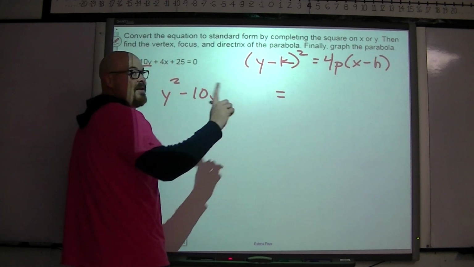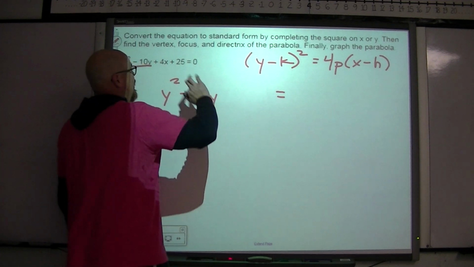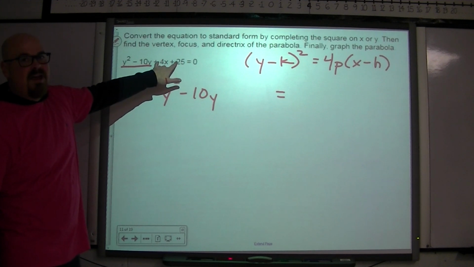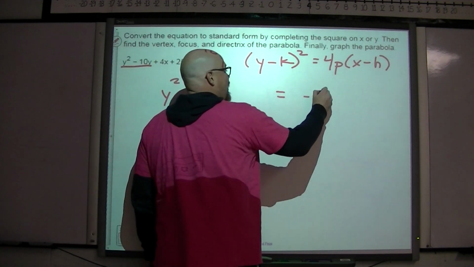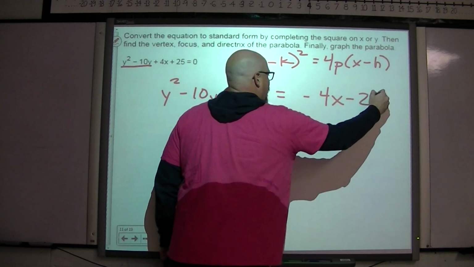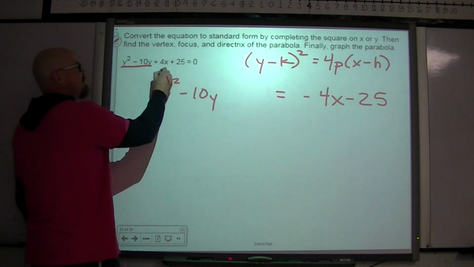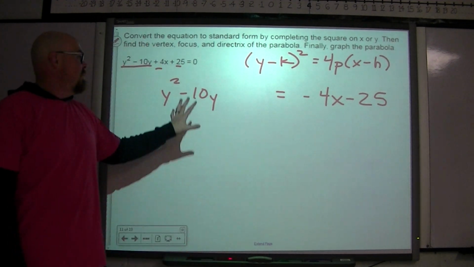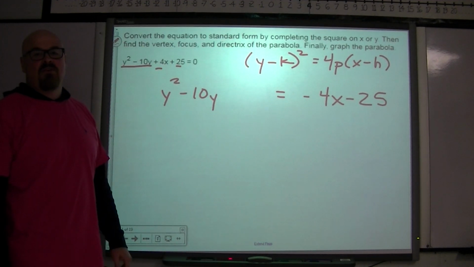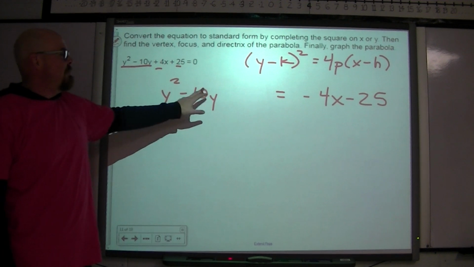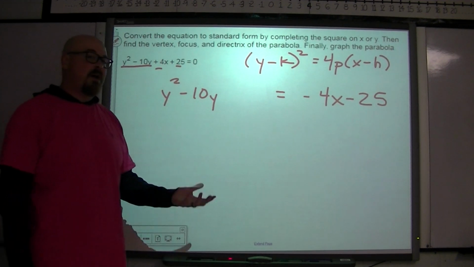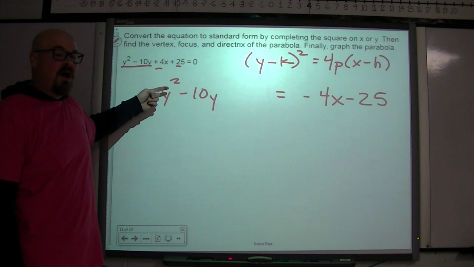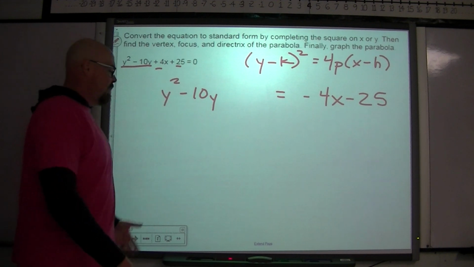Notice the space. Leave the space. And putting everything else to the other side. So the positive 4x and the positive 25 are getting moved over here where the 0 was. I'm subtracting this and I'm subtracting this over to the other side. This is how we're going to start our completing of the square process. We have y squared minus 10y. You remember from chapter 2, we cannot complete the square if there's a coefficient for y squared, but there isn't, so we can go to work.